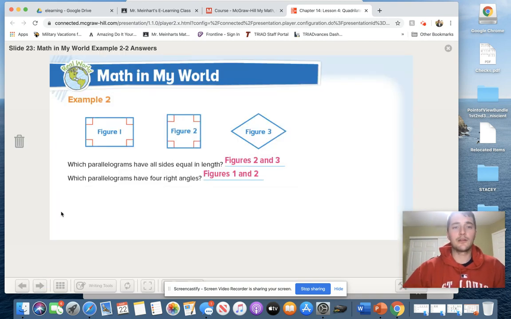All right, so the parallelograms that have all equal length sides are figures number 2 and number 3. Which parallelograms have 4 right angles? 1 and 2. Look at that. And it already has it right there for you on each one.